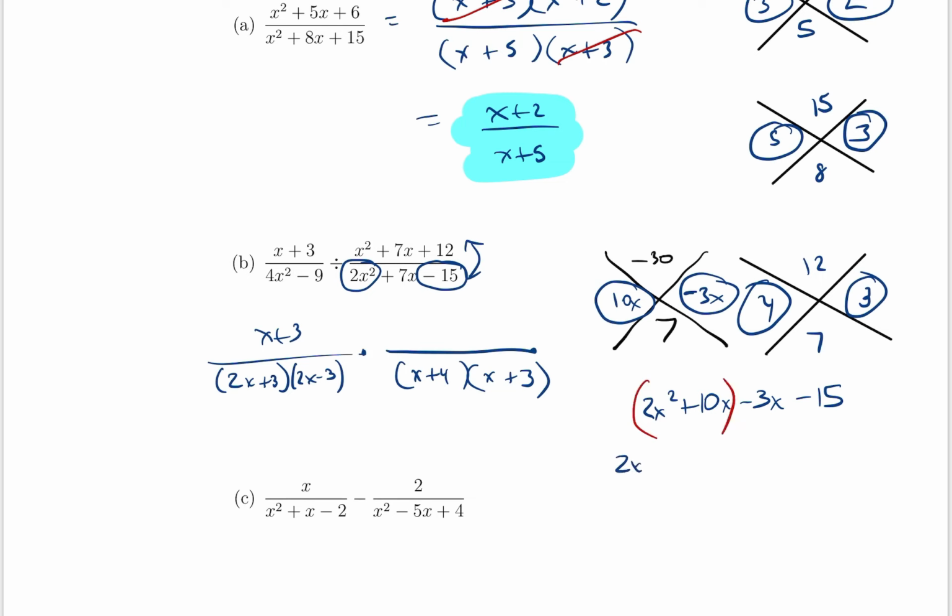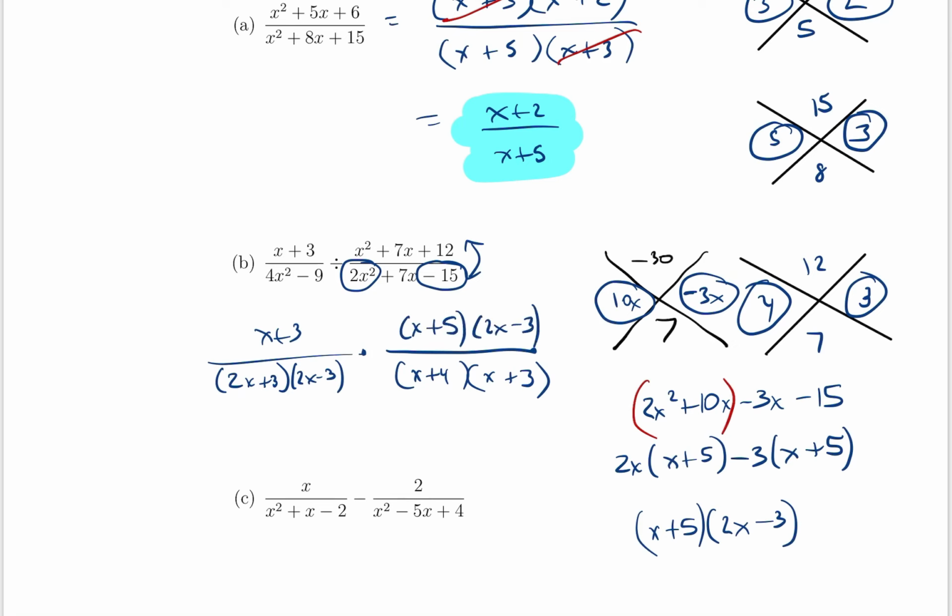Take out the 2x, GCF, and that leaves us with x plus 5. Over here, the GCF would be negative 3. That would be x plus 5 again. And then we can take out the x plus 5 because it's common, and that leaves us with 2x minus 3. So we have x plus 5, 2x minus 3.